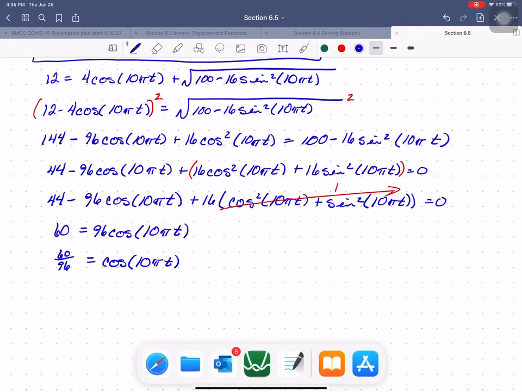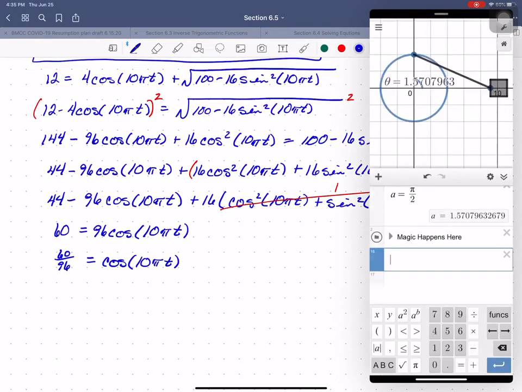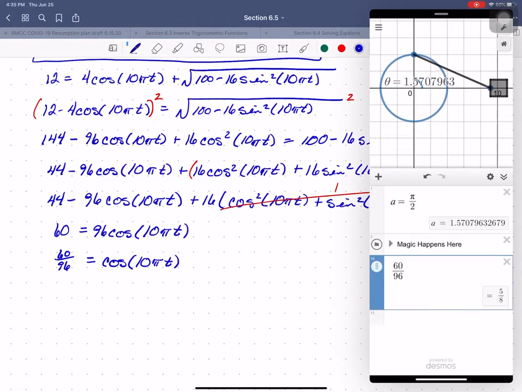Let's reduce that 60 over 96. More accurately, let's ask Desmos to reduce that 60 over 96. It's 5/8. It's a much better number. Okay, and we want to know when, this just says, when is my piston 12 centimeters from the center? And it doesn't really give me any boundaries, so we're going to have to find all of them.